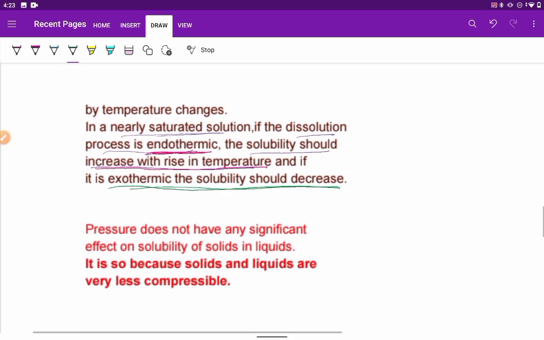But as I earlier told, pressure does not have any significant effect on the solubility of solids in the liquids, because solids and liquids are very less compressible and they practically remain unaffected by changes in pressure. So this is all about solubility of a solid in a liquid.